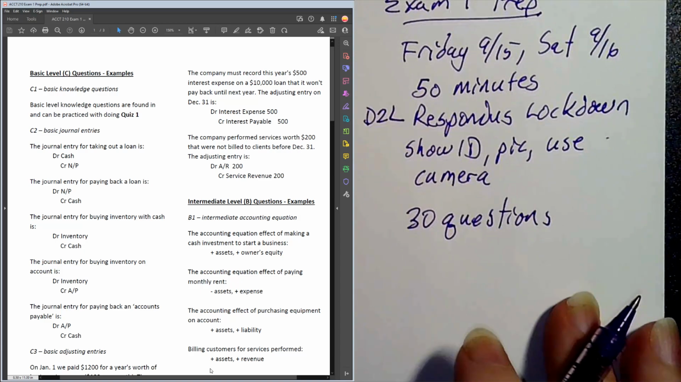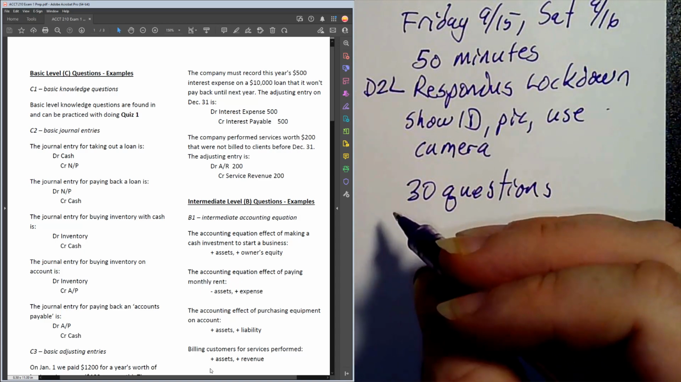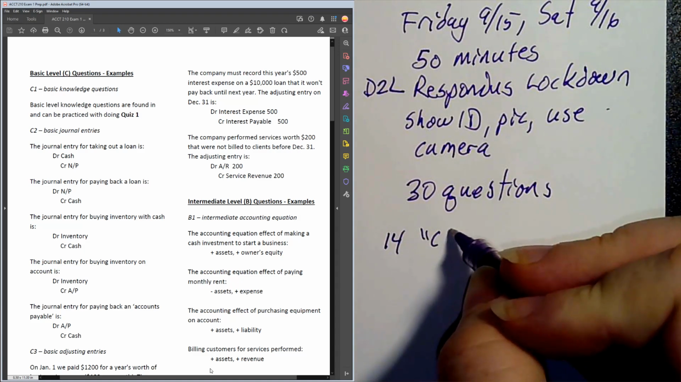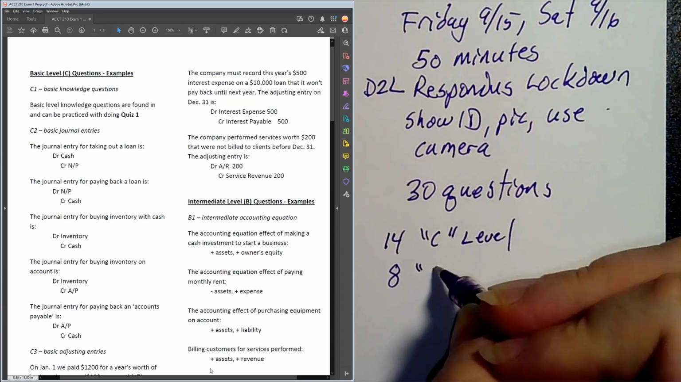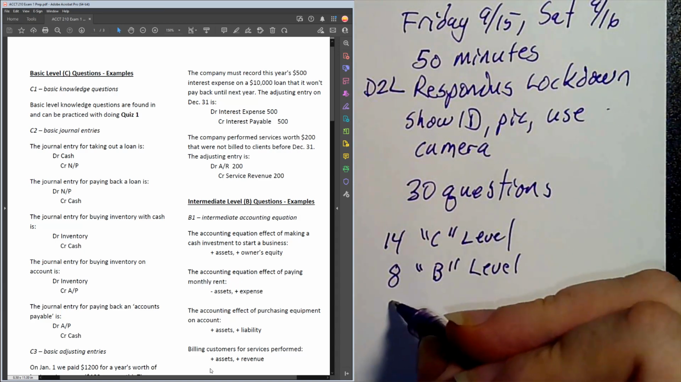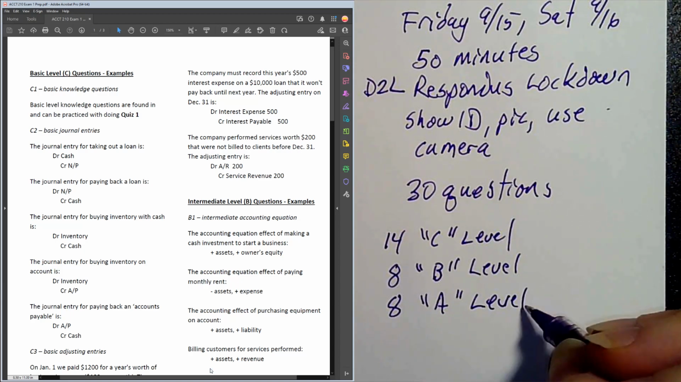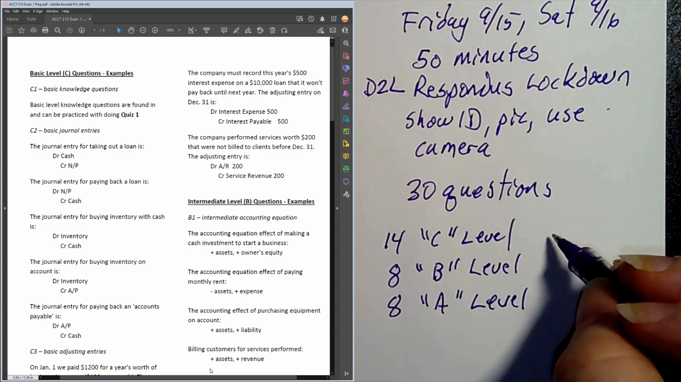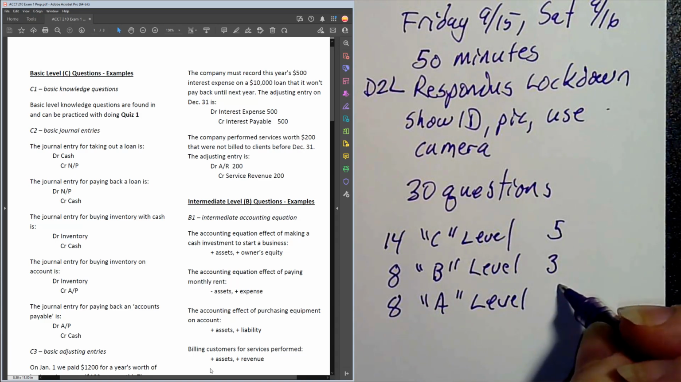Now, the questions will be divided up into three different sections. There are going to be 14 questions that are C level, 8 questions that are B level, 8 questions that are A level. And the points won't all be worth the same amount. C level questions will be worth 5 points. B levels will be worth 3 points. A levels will be 1.